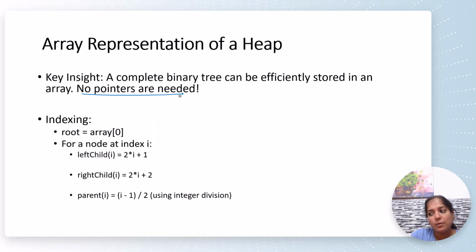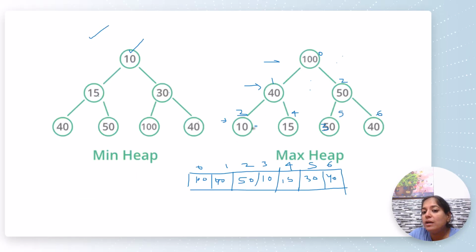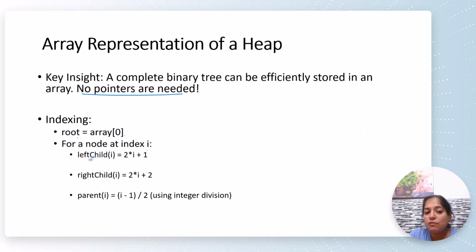No pointers are needed. You can just directly store the tree in an array. So root always goes at index 0. Now, this is the level-wise traversal. If you know the index, for example, index 3, these are the formulas which we use to calculate the index of left child, index of right child, and index of parent: 2 times I plus 1, 2 times I plus 2, and I minus 1 over 2 using integer division. Now, how does it work?